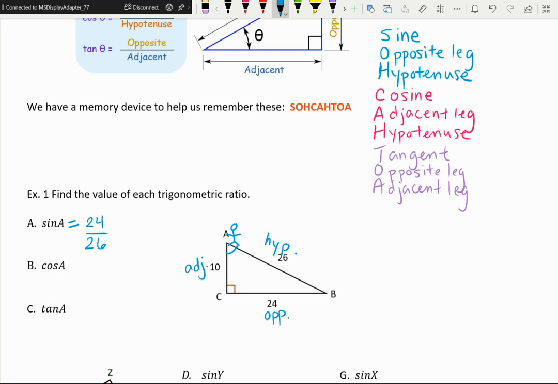I know we're not solving today. We're not going to get into that, but we set one up. There we go. So cosine of A. Cosine is equal to the adjacent leg divided by the hypotenuse. So from where I'm standing, adjacent we said was 10. So cosine of A is equal to 10 divided by the hypotenuse, which is still 26.